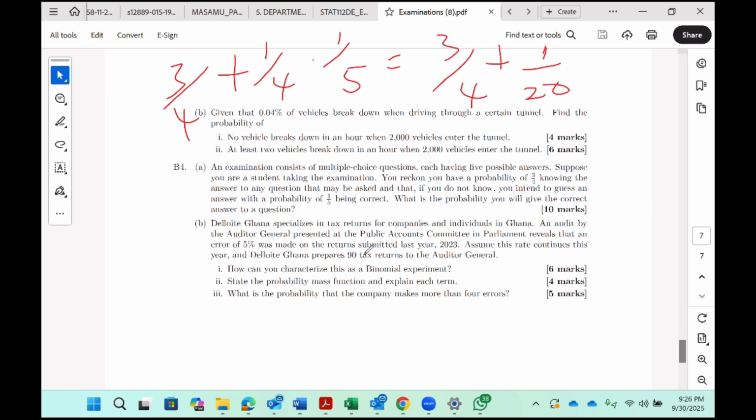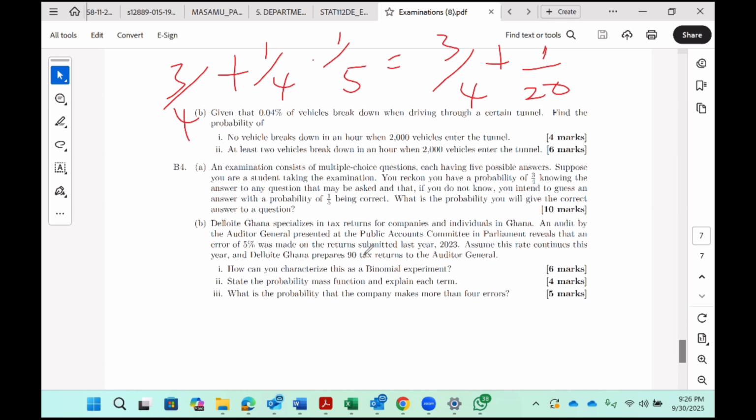Then here you have been given 90 tax returns. So n is 90. And the third one, each tax return is independent. We assume that each is independent of the others. So all the 90 tax returns are independent of each other. Then the error probability is constant in each of them. The chance that each return will show an error is the same. That's 0.05, that's 5%.